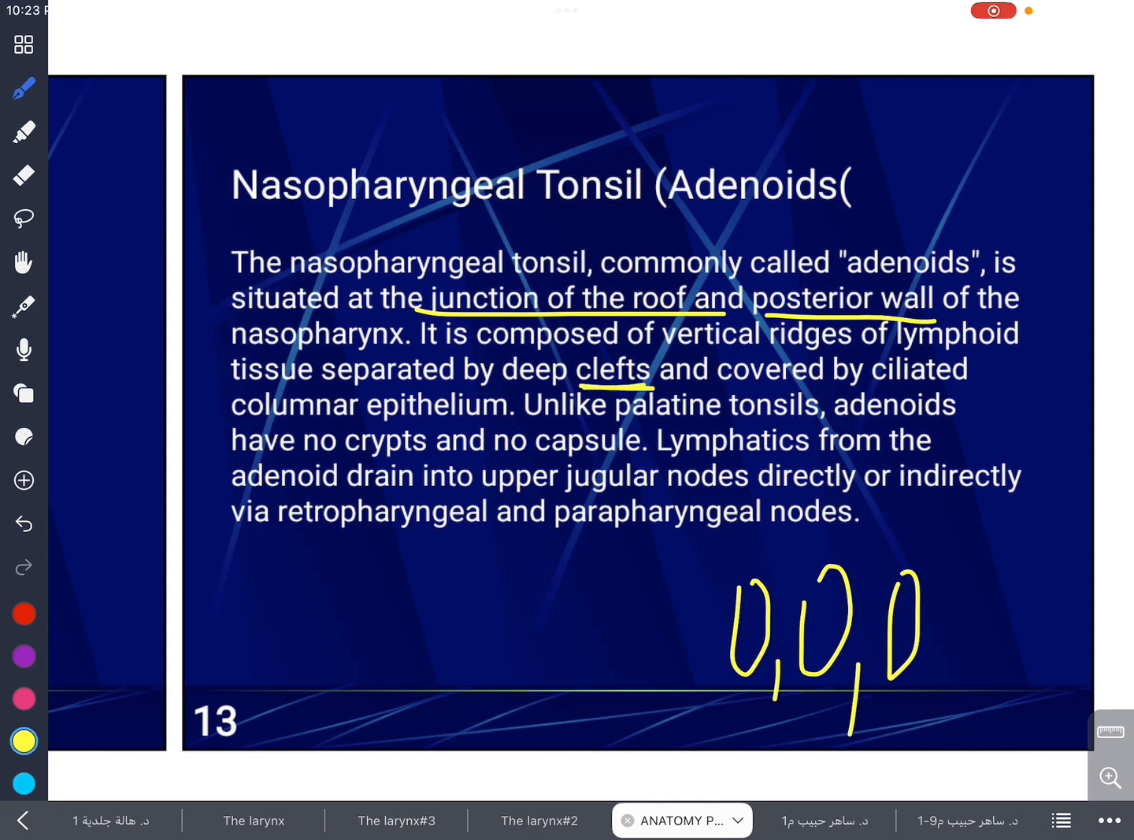And it is covered by the same epithelium of the nasal cavity, which is ciliated columnar epithelium of the respiratory system. The adenoids are different from the regular tonsils in that they do not contain a capsule and do not contain crypts. Then the drainage of the adenoids is either directly to the upper jugular nodes or indirectly through the retropharyngeal and parapharyngeal lymph nodes and then to the deep upper jugular nodes.